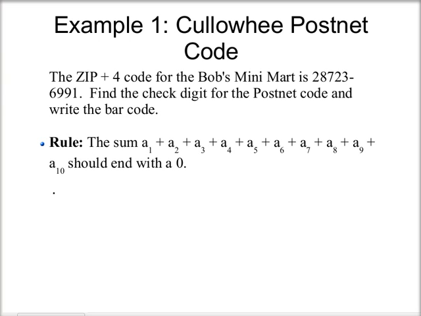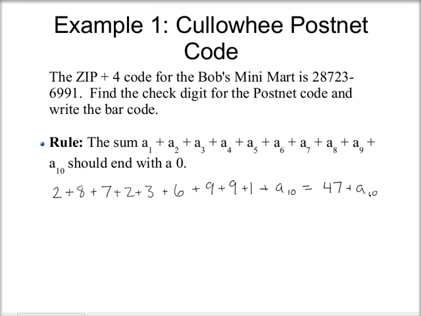So if I put those into my rule, I'm just going to add up the digits of my zip code: 2 plus 8 plus 7 plus 2 plus 3 plus 6 plus 9 plus 9 plus 1, and this plus my check digit A10 should be evenly divisible by 10 or end with a 0. So if I add up the digits of my zip code, that's going to give me 47, so this is equal to 47 plus A10.